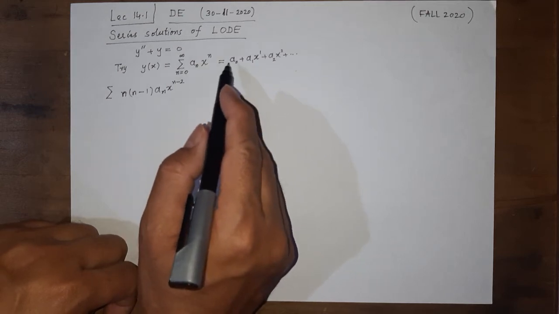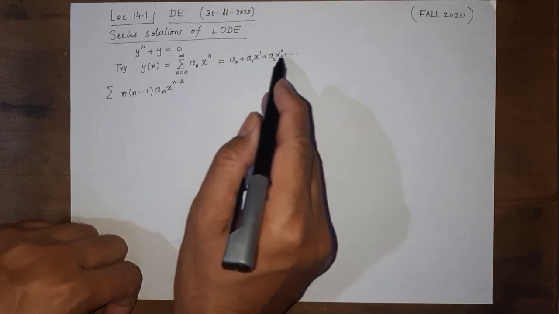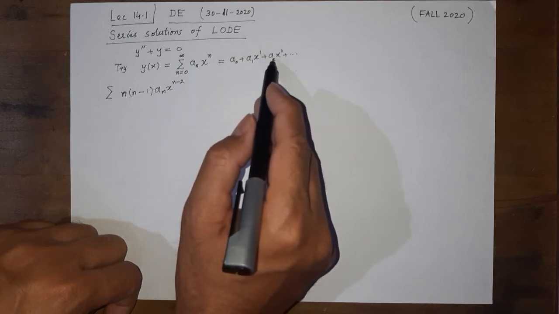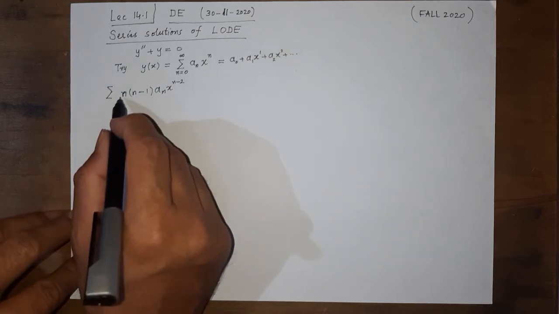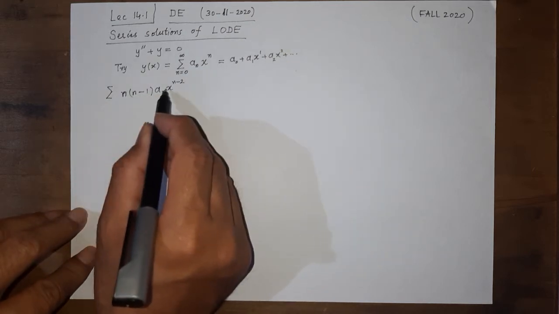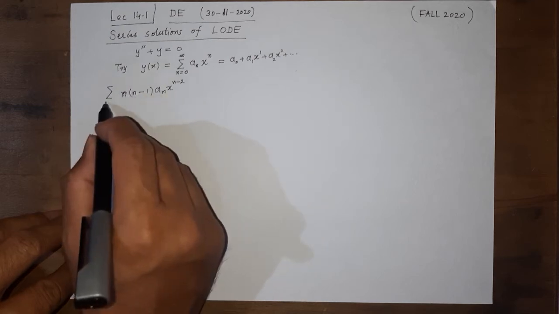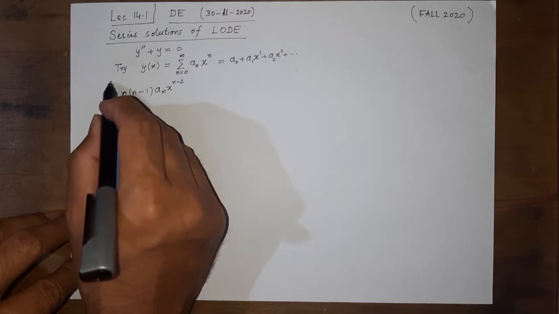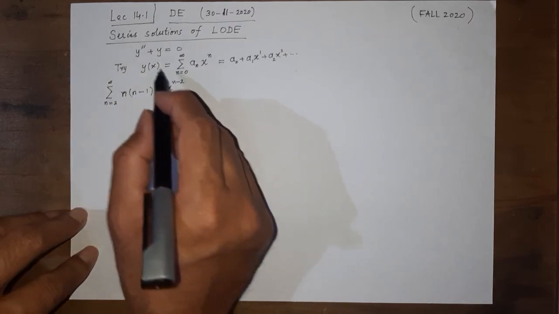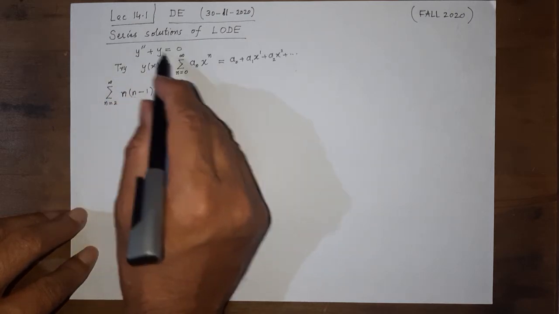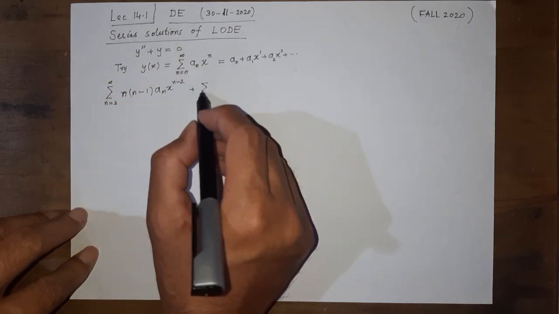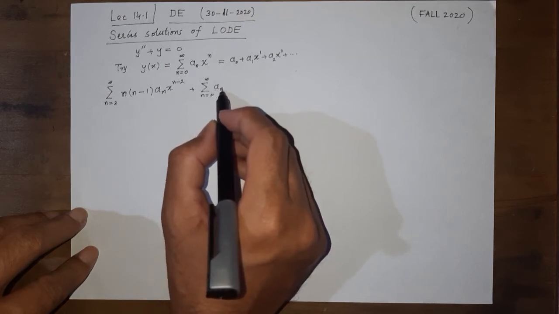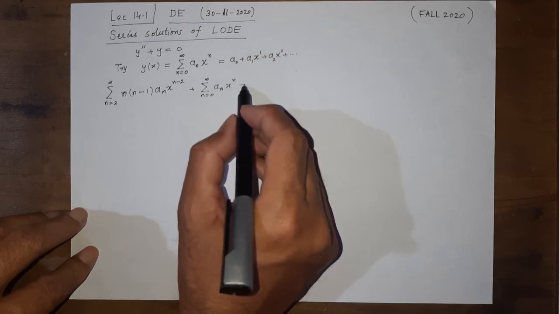When we take the second derivative, the first two terms become 0. For n equal to 0, this would be 0, and for n equal to 1, this would be 0. So the series starts from n equal to 2 and goes up to infinity. This is the second derivative term. And the original function itself is the same thing, n equal to 0 to infinity, a_n x^n, and the sum is equal to 0.